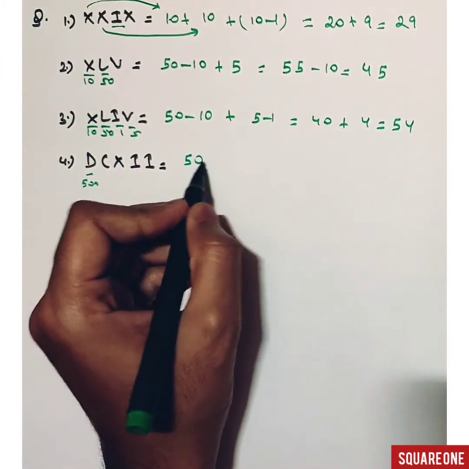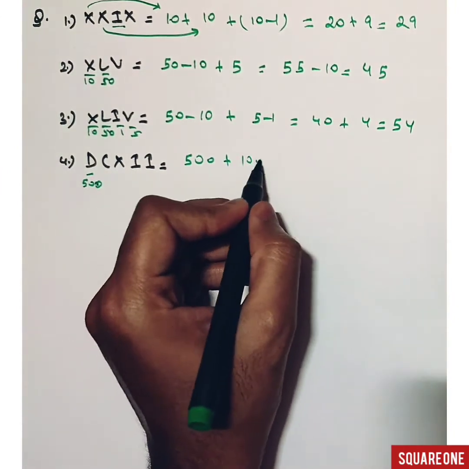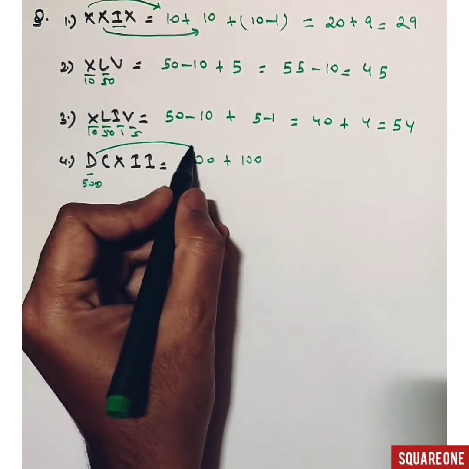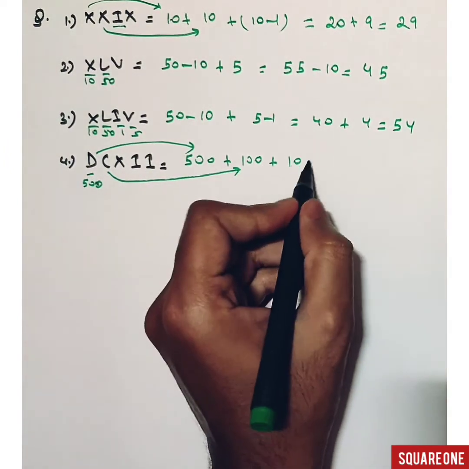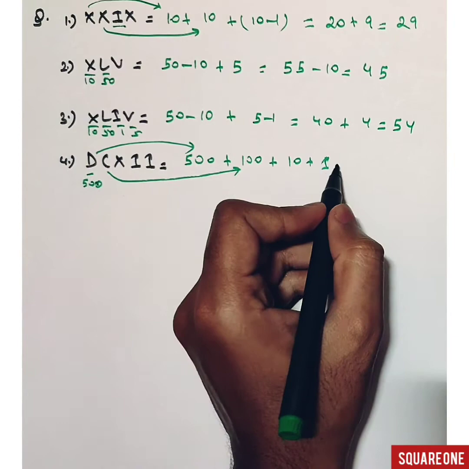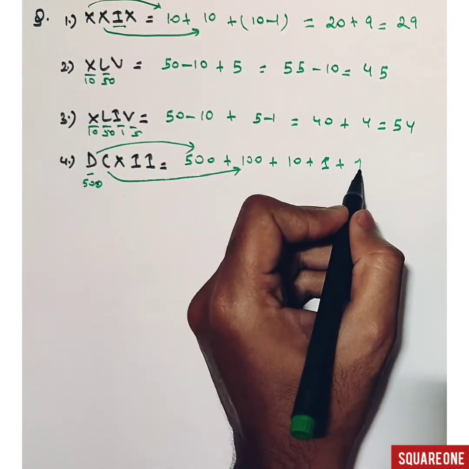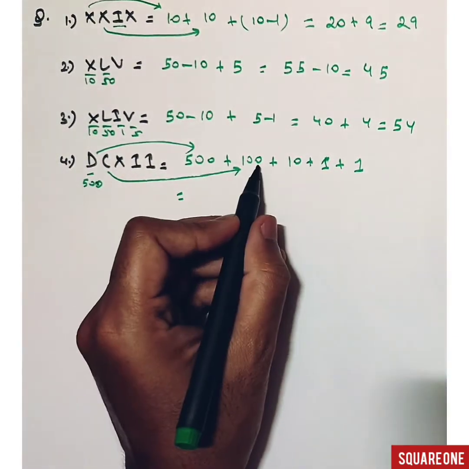Here we have D, which is 500. C is 100. Then X is 10. Then I is 1. And then also I is 1. So it becomes 612.